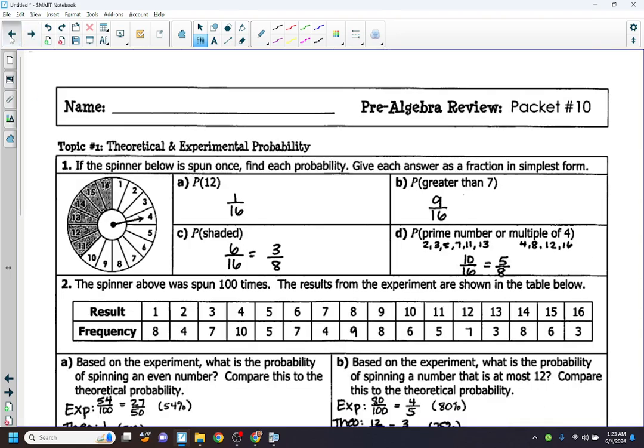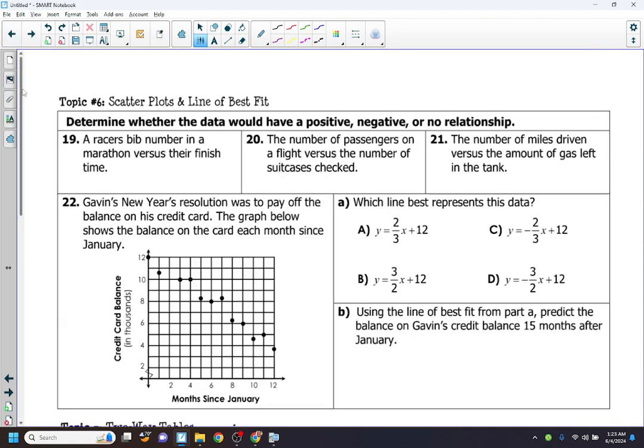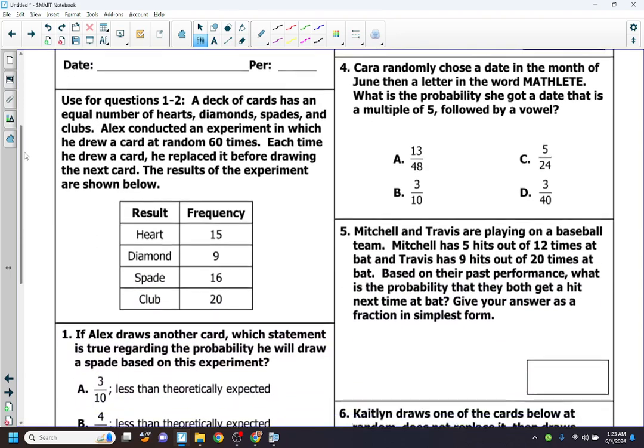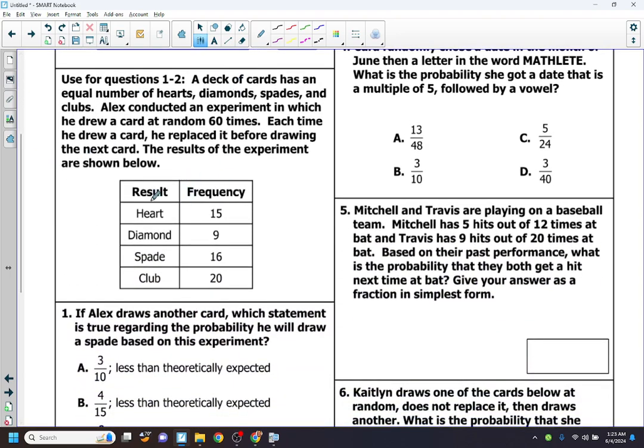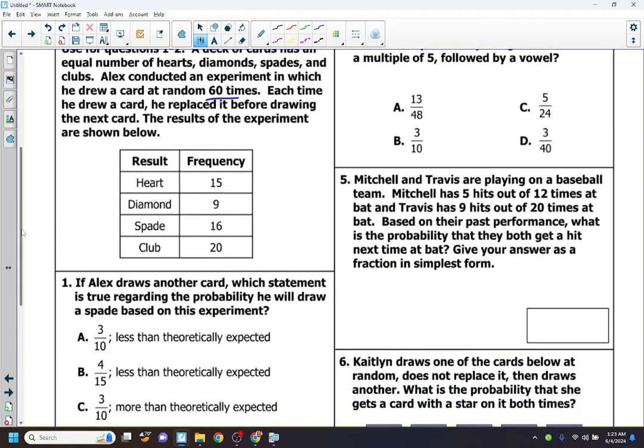We just got the quiz. Okay. All right. Let's try to do this quiz. For questions 1 and 2, we're using this deck of cards. This is okay because I'm giving you numbers, and we're doing it 60 times.